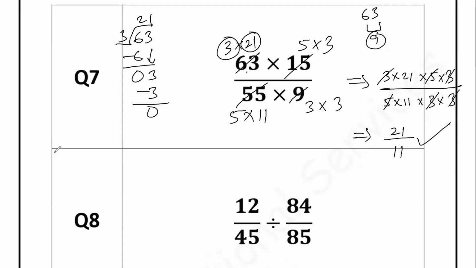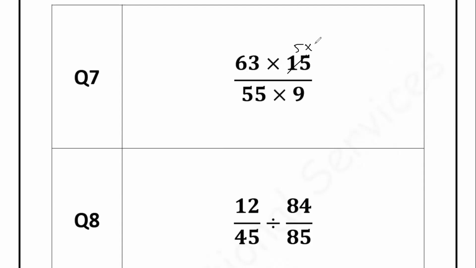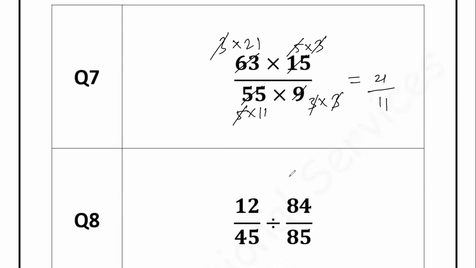Otherwise, we could have done it this way as well. See, we could have done it this way. 5 times 3, 5 times 11. And I know 9 goes into 63 7 times, but I'm going to break it down anyways. Right? So what happens if you just keep canceling, you keep on making it look ugly, and so you might miss out. But it's your choice. See, your rough work, your calculations. It's up to you.